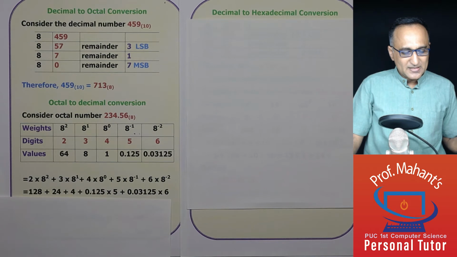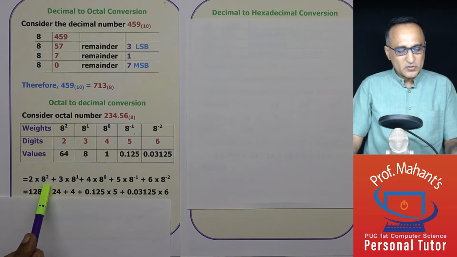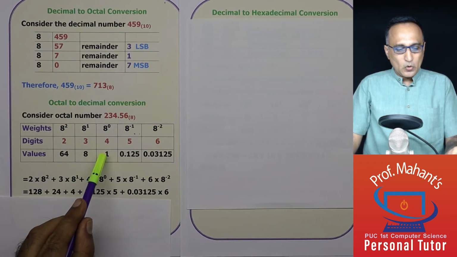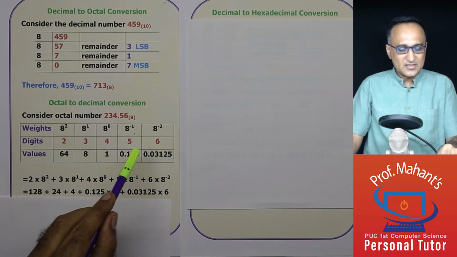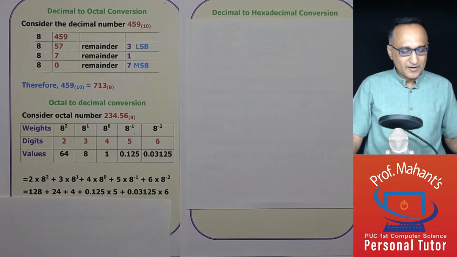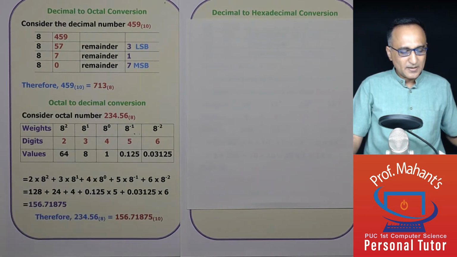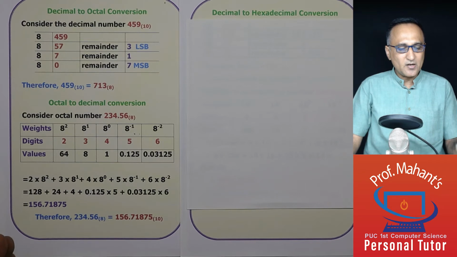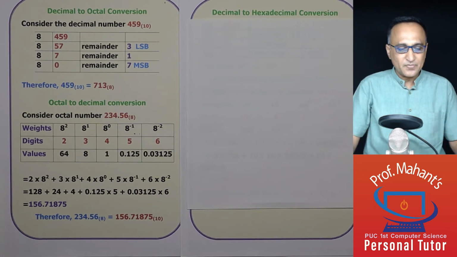I'm showing you the step of multiplication. 2 into 8 square is 2 into 64, which is 128. 3 into 8 is 24. 4 into 1 is 4. 5 into 0.125 is here. 6 into 0.03125. When you complete all this multiplication and addition, you are going to get 156.71875. So this is how you convert an octal to a decimal number, the equivalent decimal number of the octal number.